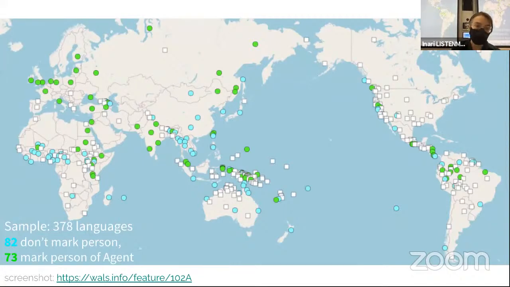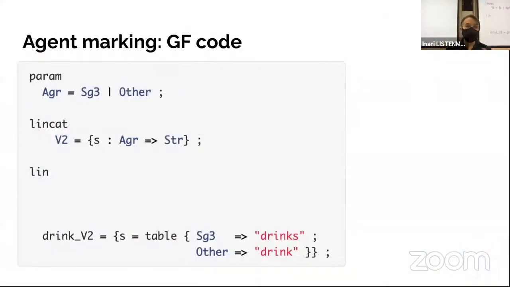Right, so this is the comparison. So it's actually even less popular than the previous one. I don't know how balanced this data is, but I suppose they put some effort into balancing it out. So how do we mark this agent marking thing? How do we write it in GF code? So this is exactly English. This is no modifications, just plain ordinary English.